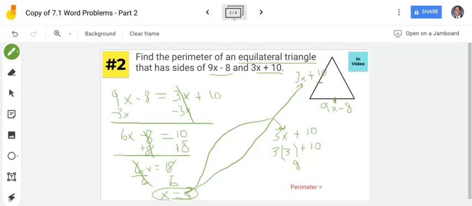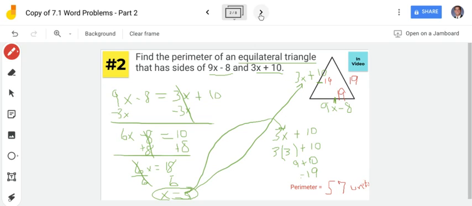Is that my answer? No, that's the length of one side. So I know that one side is 19, and if I know this side's 19, I know this side's 19, right? Because all the sides are the same. So what's 19 plus 19 plus 19? You should say 57, right? So that would be my perimeter. The distance all the way around the triangle is 57, and let's just say units. 57 units.